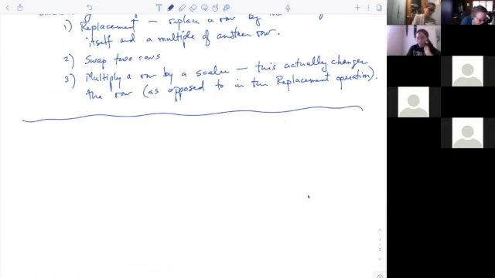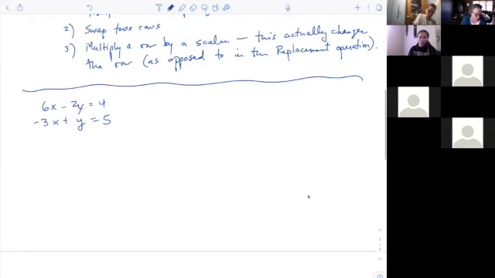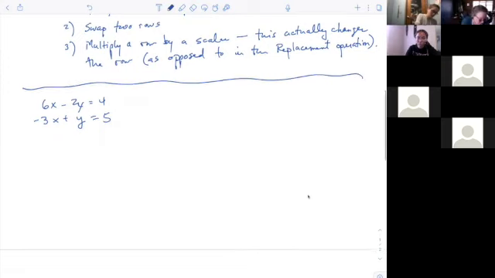Let's start over here. How about if I had a similar system: 6x minus 2y equals 4, negative 3x plus y equals 5. It turns out this system has no solution, and if you look closely, you can see that. But let's assume that we're not noticing that, and this is how we would proceed. Say here's a problem in my homework and I'm supposed to solve this system. What would I do? First I'm going to put it in augmented matrix form.